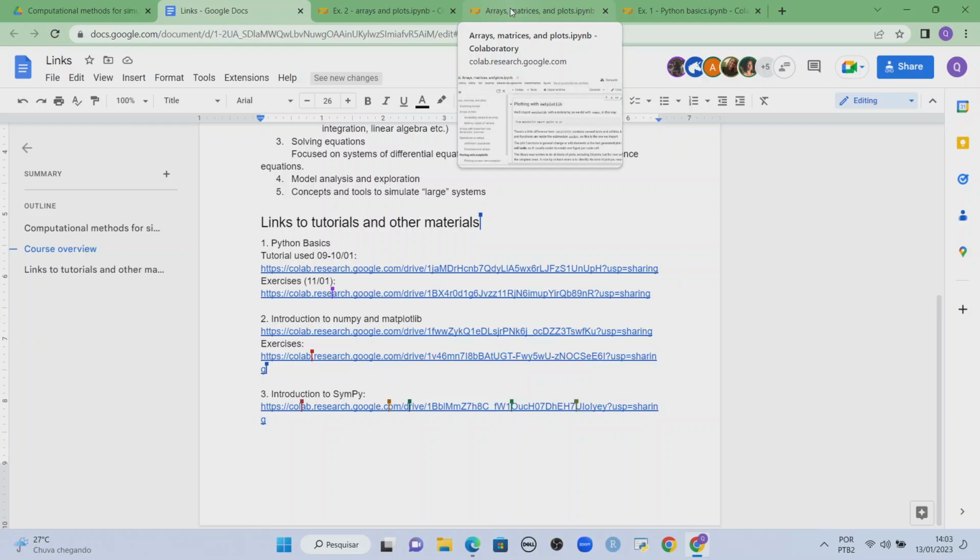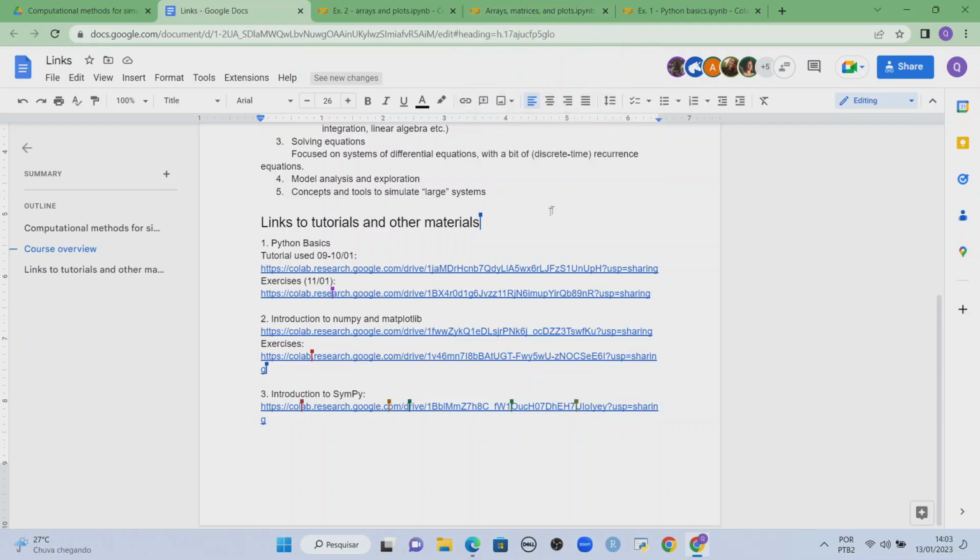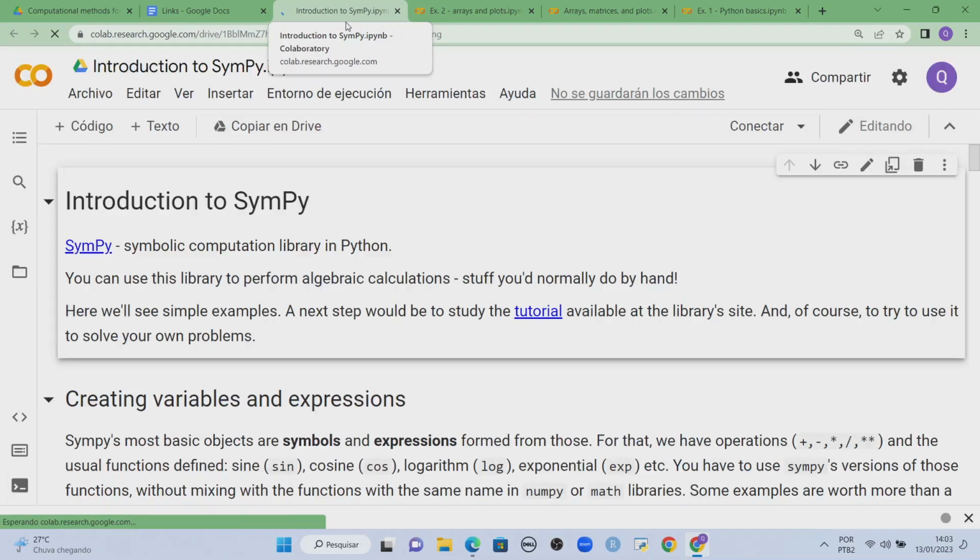Okay, so let's start then with SymPy. You have the link already over here in this section. So this is the tutorial. So SymPy is for symbolic Python, and it's kind of a funny thing.